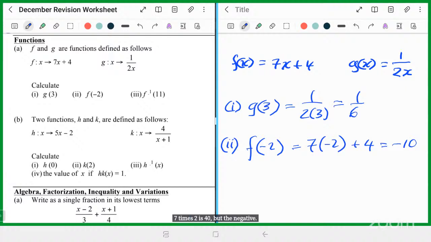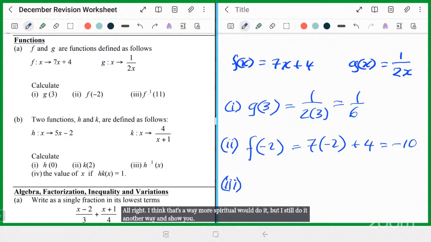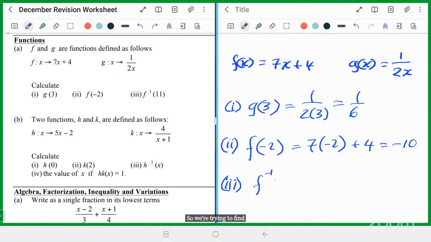The next part, we want f to the minus 1 of 11. F to the minus 1 of 11 can be found multiple ways. Okay, easy method, we'll find f to the minus 1 of x first and then plug the 11 in it. I think that's the way most persons will do it, but I'll still do it another way and show you. So we're trying to find f to the minus 1 of 11.